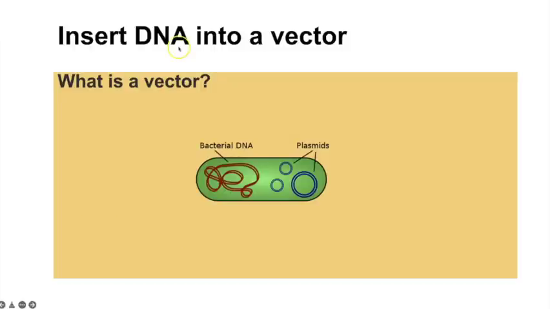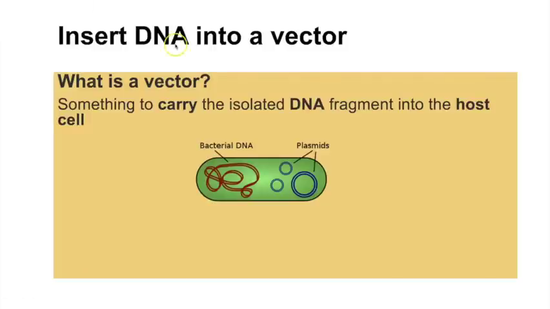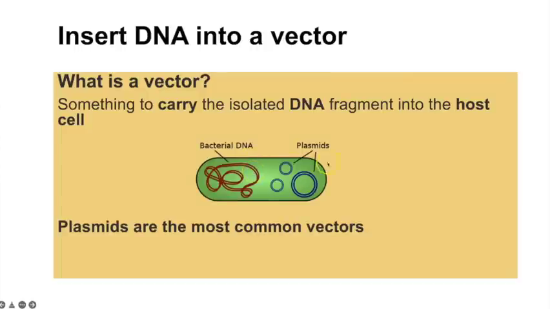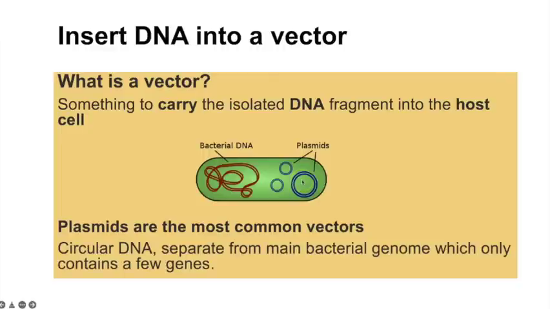So then we need to see how the DNA fragment is inserted into a vector. But in case you're not sure what a vector is, first of all, a vector is something that will carry the DNA fragment into the host cell. So whatever organism it is that you want to now contain that DNA fragment, the vector will transport it into it. And often plasmids are the vectors that are used. And plasmids are just loops of DNA that are sometimes found in bacteria.